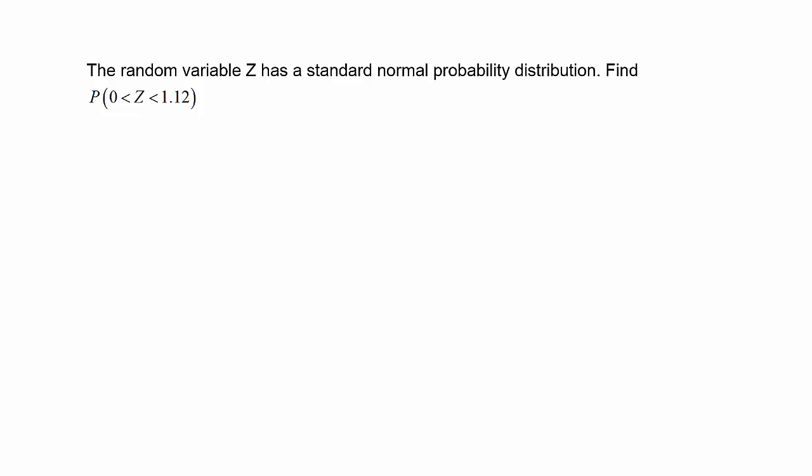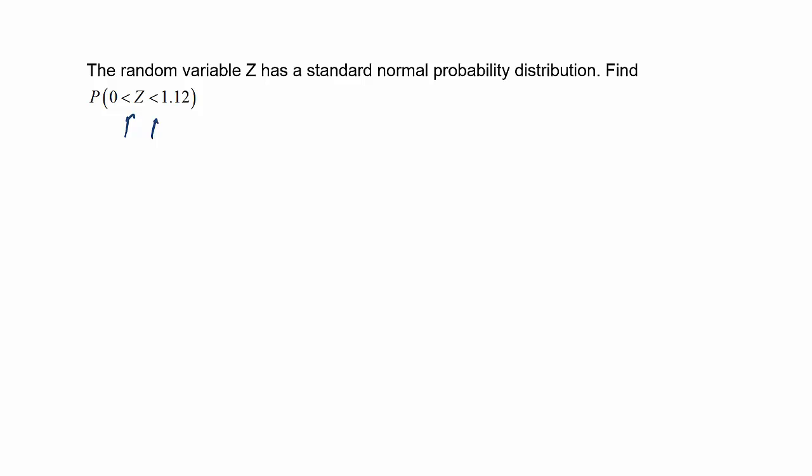The random variable z has a standard normal probability distribution. Find the probability that z is between 0 and 1.2. Okay, so you'll notice when I read this, I read that it says the probability that z is between 0 and 1.2. You can tell this because it's saying that our z value that we're interested in is greater than 0, right? But less than 1.2. So you'll notice it's a pair of less than symbols surrounding z, and that's read as z is between.